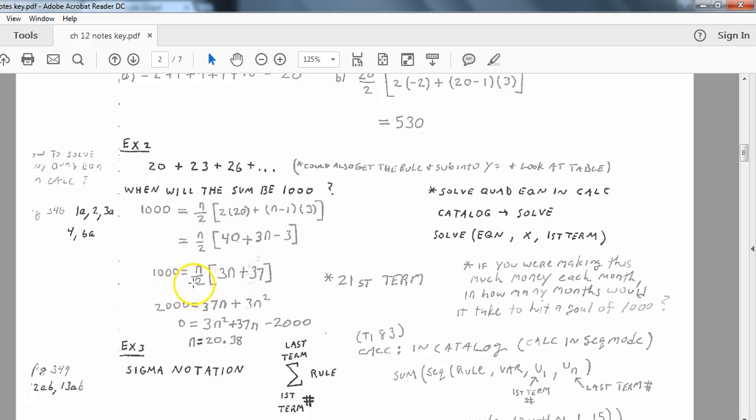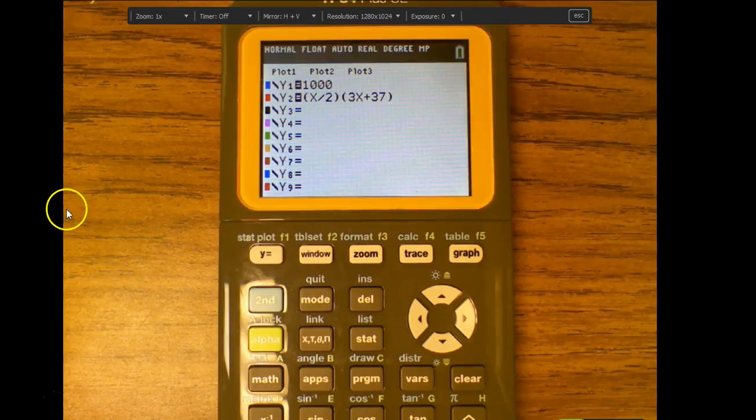Okay, so to solve an equation, one way of solving is to graph the left side of the equation as one graph, graph the right side of the equation as a second graph, and then simply find out where those two graphs intersect. And that would be your solution. So that's the way I'm going to show you right now. So you can see I graphed the 1000, which was the left side of the equation. I got the n over 2 times 3n plus 37 on the right. And I'm simply going to graph that.